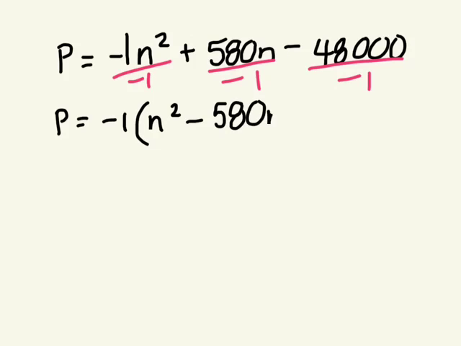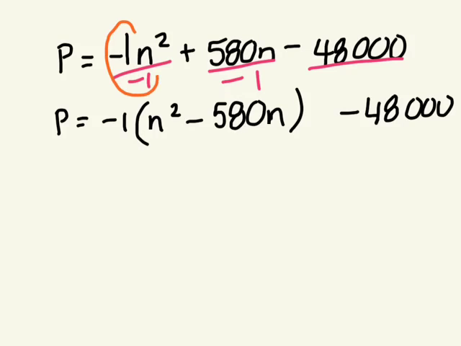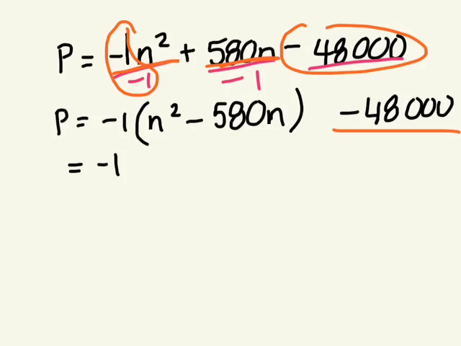Minus 580n plus 40. Sorry, we're only going to divide the first two terms. Whenever you're completing the square, you always want to divide by the coefficient of the first term, but you're doing partial factoring, dividing only the first two terms, right? We're going to leave this negative 48,000 outside the bracket. But we can't forget that we have this negative 1 here.